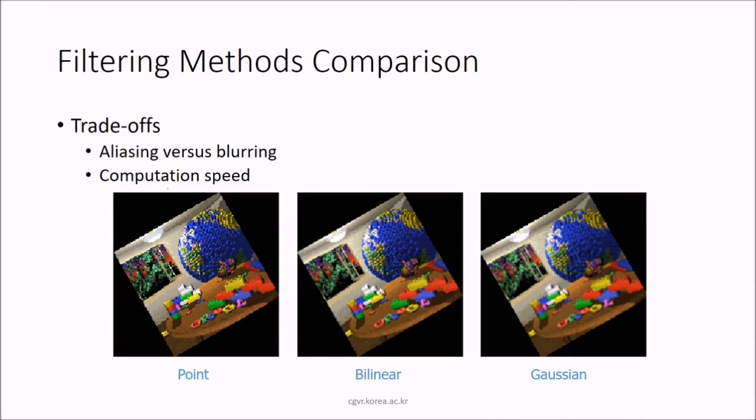There are various methods we have seen, but there are some trade-offs, like if you do point filtering, bilinear filtering, Gaussian filtering. The trade-off is with respect to aliasing. Some produce aliasing, some give blurring, and there is computation speed also.